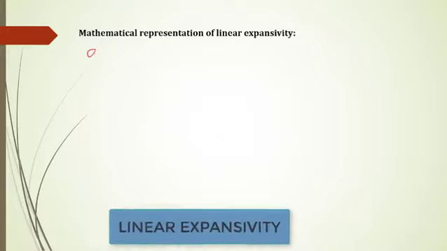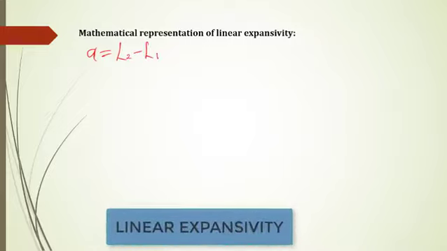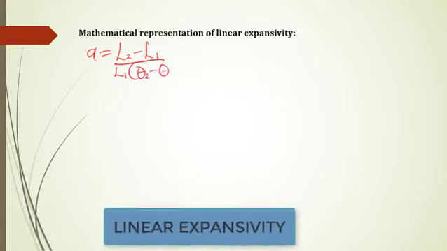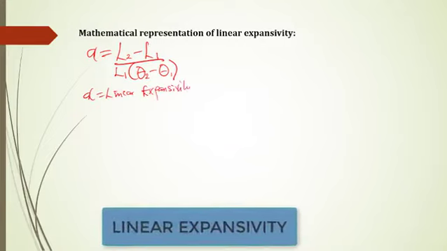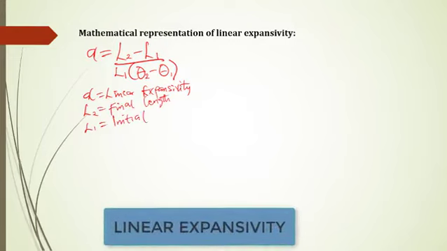The mathematical representation of linear expansivity is written thus: alpha equal to L2 minus L1 all over L1, then you open a bracket and you show theta 2 minus theta 1. Now, what do all these things mean one after the other? Well, you know already that alpha is linear expansivity. Every material has its own expansivity. L2 is the final length of that material after it has expanded. L1 is the initial length, how long it was before it underwent expansivity.